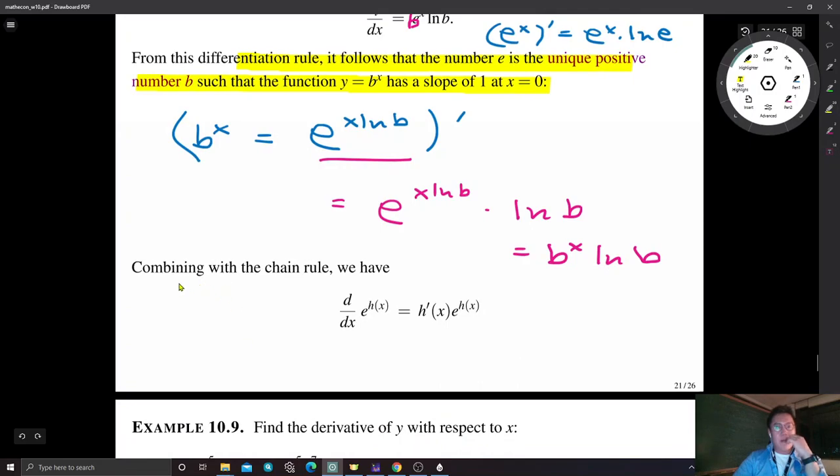And combining with the chain rule, now we can take the derivative of this type of function. So e to the power h of x. Okay? I already showed one example here because I treated this e to the power x ln b as a composite function to find the derivative. Okay? But whenever we have a function h of x in place of exponent, then the way to find the derivative is we first rewrite the function, so e to the power h of x, and then multiply by the derivative of the power, h prime.